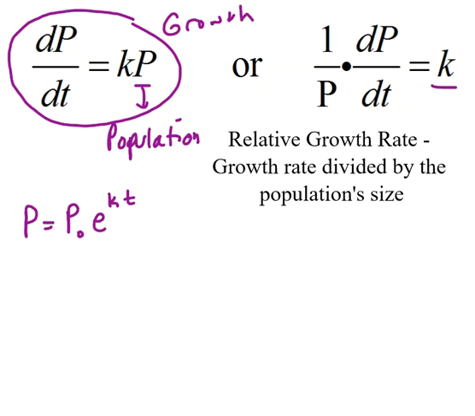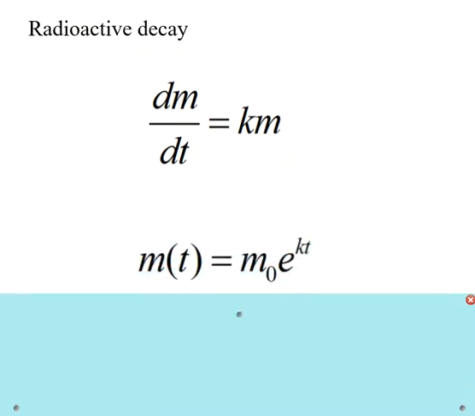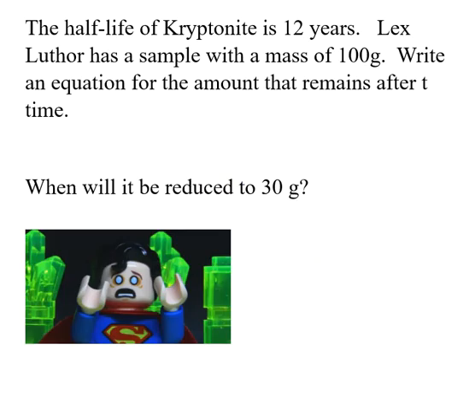Okay. Now, I've got one more of these like this, radioactive decay. Your book represents radioactive decay with dm/dt equal to km. But that looks exactly the same as the last two. It would just look like m of t is equal to m0 e to the kt. Notice in all of these, we just have our initial value, e, and then that rate up at the top.